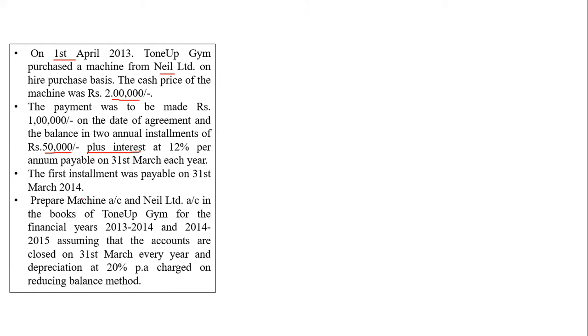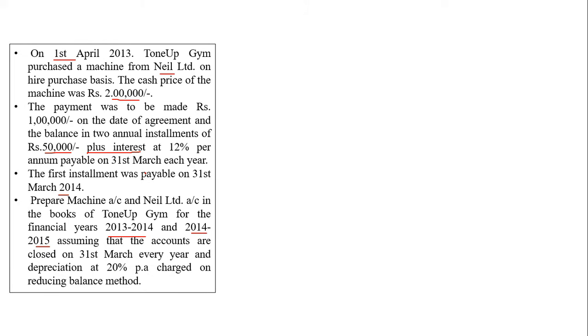The first installment was made on 31st March 2014. Purchased in April, so it is 13-14, the first year. Prepare the machinery and Neil account in the books of Tone Up Gym for the financial years 2013-14 and 14-15, so for 2 years we'll have to prepare the ledger account, assuming that the accounts are closed every year, and depreciation is going to be charged at 20% on reducing balance method.